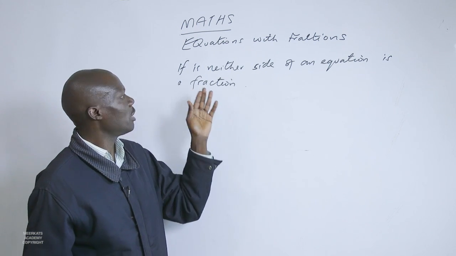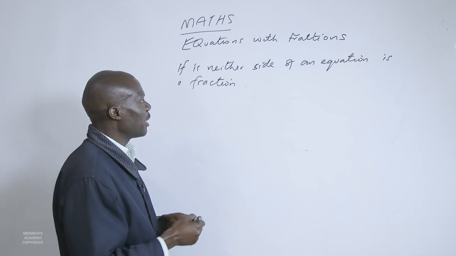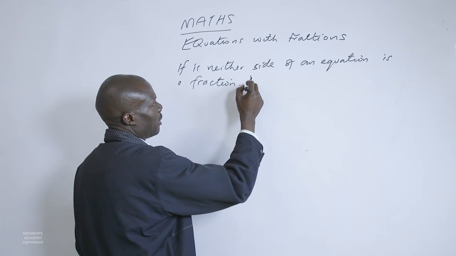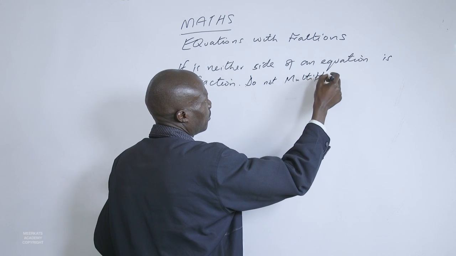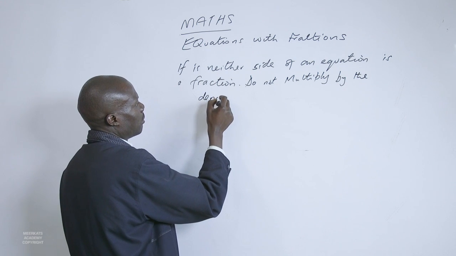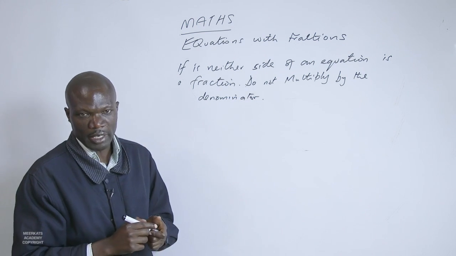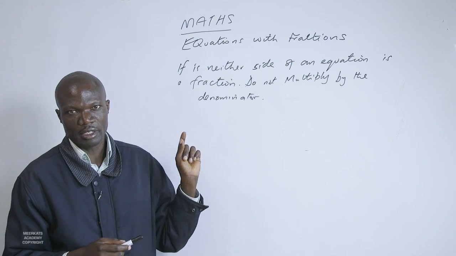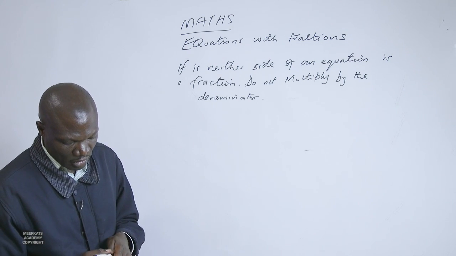Now we are saying here that if neither side of an equation is a fraction, then do not multiply by the denominator. What are we trying to say here?